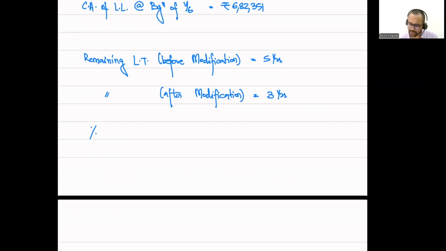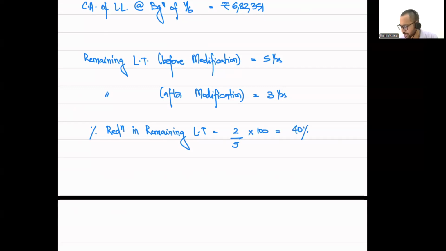If I calculate the percentage reduction in remaining lease term, the remaining lease term reduced by 2 years, therefore the percentage reduction is 2 divided by 5 multiplied by 100, which is equal to 40 percentage. Remember, I'm calculating it as a percentage of the remaining lease term, not as a percentage of the total lease term. I'm not doing 2 divided by 10 years, which was the total lease term. So my remaining lease term has reduced by 40 percentage.